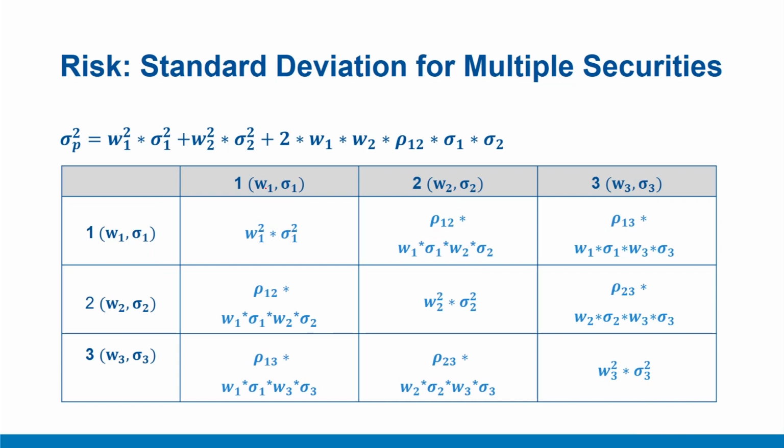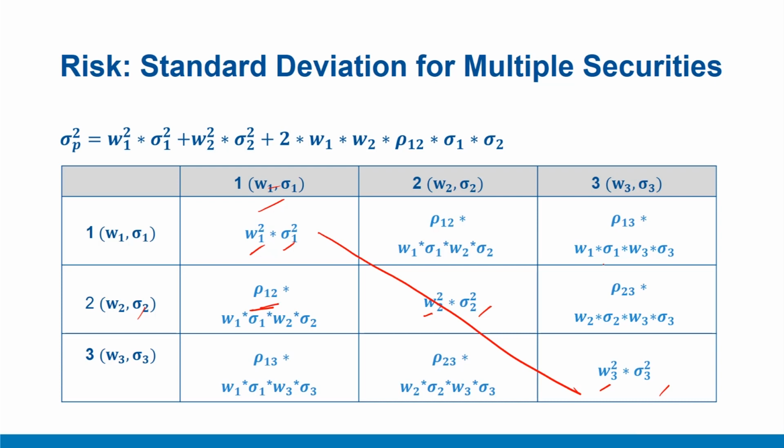Now, the overall portfolio risk will be a combination of these diagonal terms, that is W1 square sigma 1 square, very similar to what we did earlier for two securities, then W2 square sigma 2 square, W3 square sigma 3 square, and again the off-diagonal terms that are here, they will be put together, W1 sigma 1, W2 sigma 2, and along with that there is a correlation term rho 12.